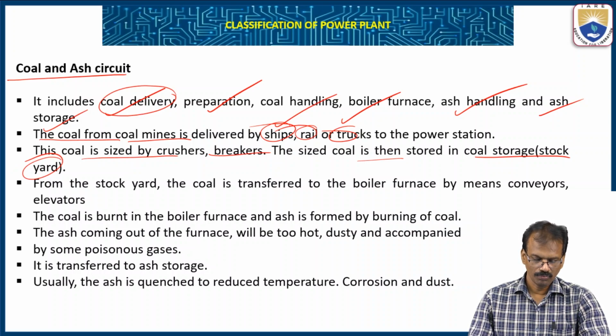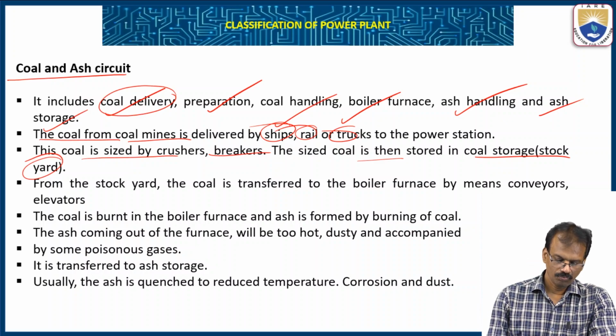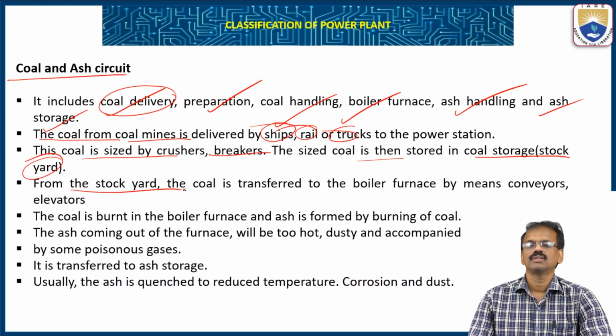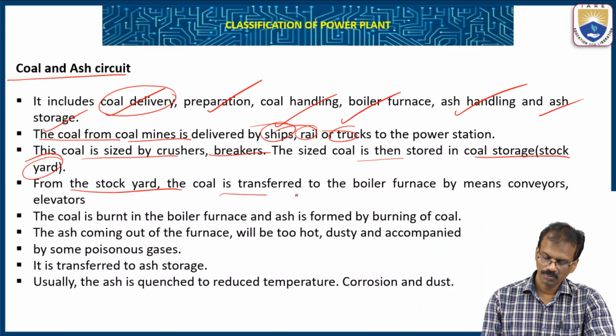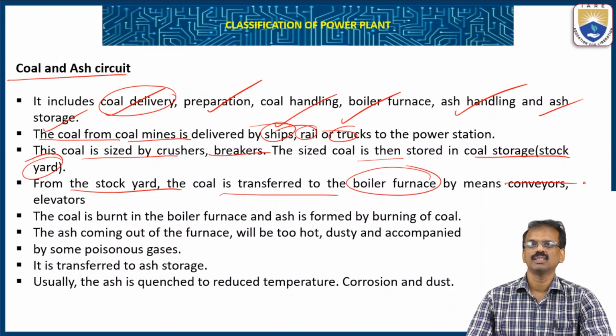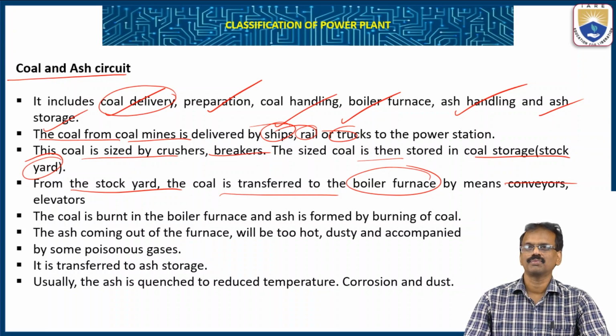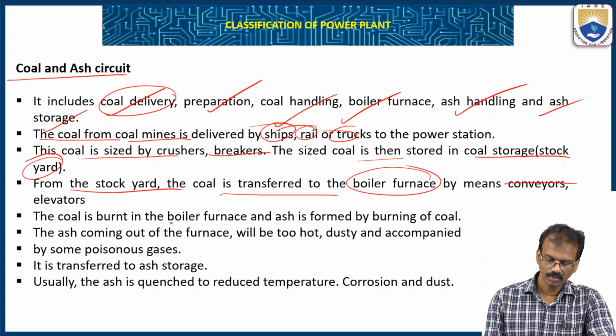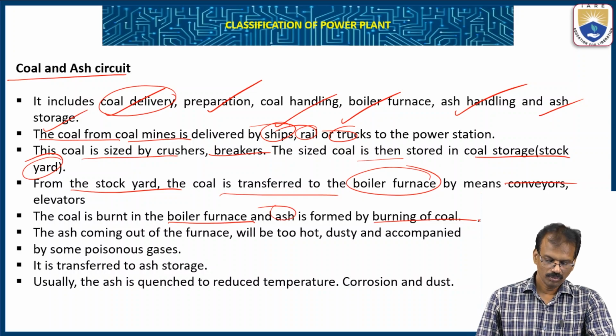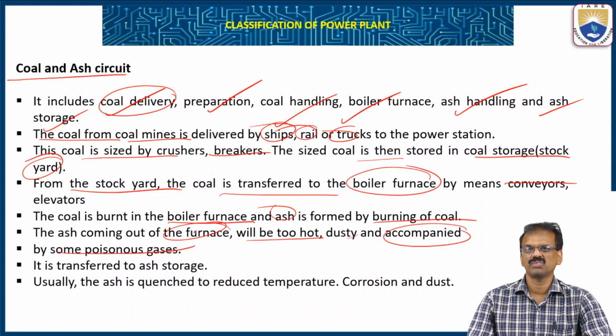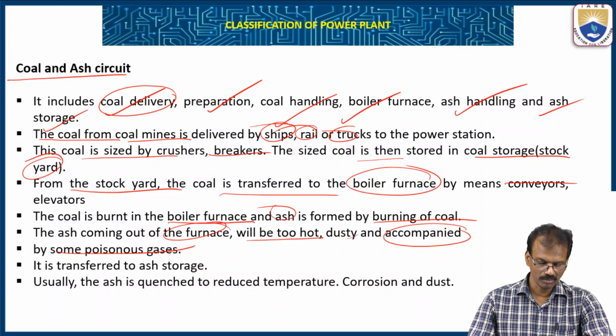That is the collecting of the coal from the coal mines. From the stockyard, the coal storage, the coal is transferred to the boiler furnace by means of conveyors and elevators. These systems are there for the movement of the coal from coal storage to the boiler furnaces. Then the coal is burnt in the boiler furnace, and ash is also formed by the burning of the coal. The ash coming out of the furnace will be too hot, very dusty, and accompanied by some poisonous gases also. So proper handling of the ash is very important.